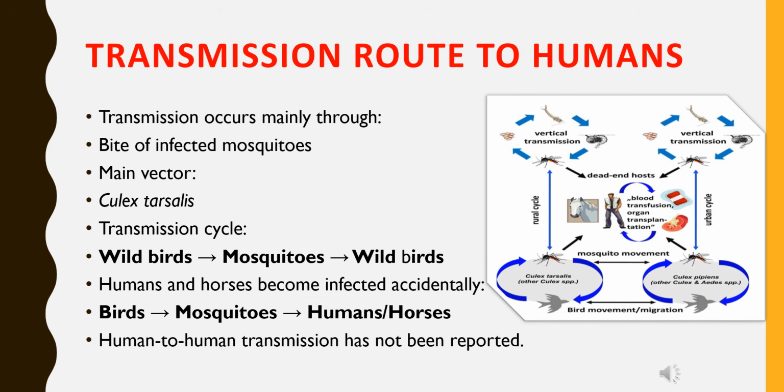As we can see in this picture, the natural cycle happens between birds and mosquitoes, and mosquitoes are the ones that transmit the virus to horses and humans. And we noted from the diagram that they are dead-end hosts, meaning the cycle ends with them and they don't transmit it back to mosquitoes again.